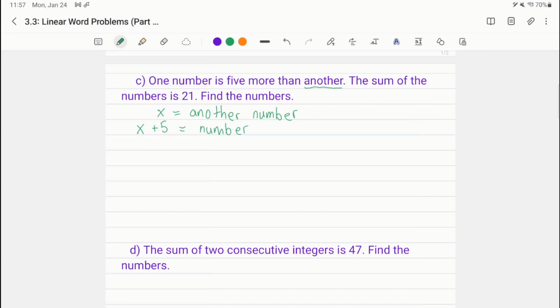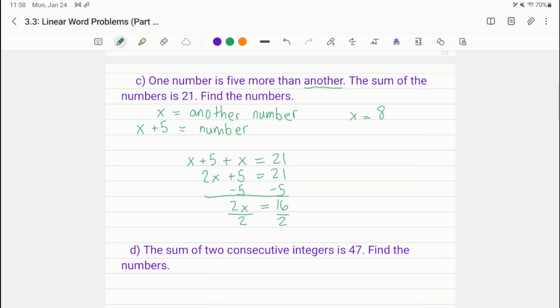So it works. Now we have the sum of the numbers is 21. So I add these together, x plus 5 plus x, and that is 21. Combine like terms, we get 2x plus 5 equals 21. Subtract 5, we get 2x equals 16. Divide by 2, we get x equal to 8.